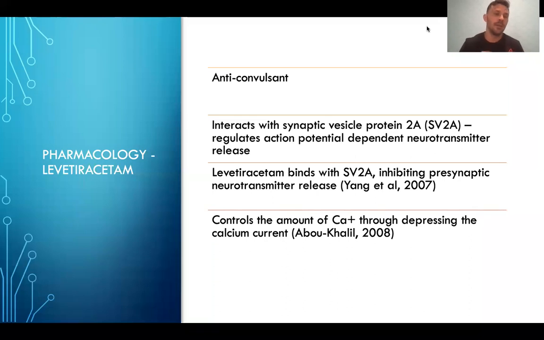Second line, the hard one to say, levetiracetam, also known as Keppra, which we will say from now on. So Keppra is an anticonvulsant. Now it interacts with a synaptic vesicle protein 2-alpha. What that protein is, it actually regulates some presynaptic neurotransmitter release, regulating that action potential. So how Keppra works, it binds with that protein, and it also, I guess, increases the inhibition of the presynaptic neurotransmitter release. So it's almost as if it's cutting off that glutamate in essence. And it also controls the amount of calcium by depressing that calcium current.